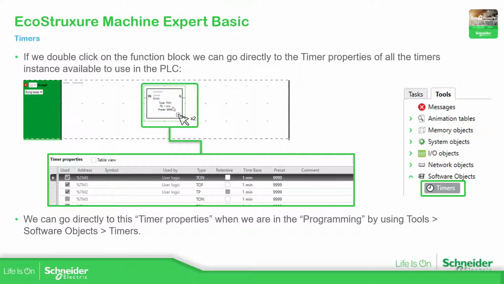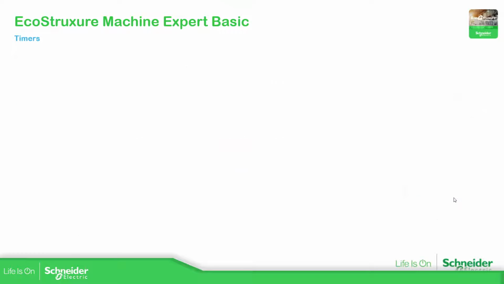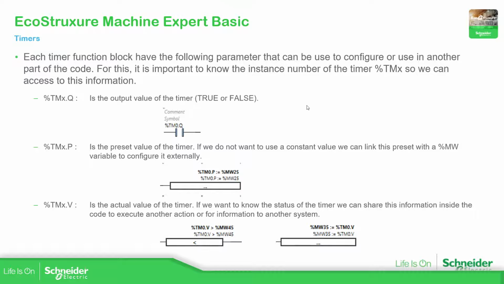Now, if we double click on the timer, we can see the timer properties for all the timers that we have in the software. And if we want to access these timer properties without double clicking on the timer itself, we just need to go to Tools and select Software Objects and then Timers.